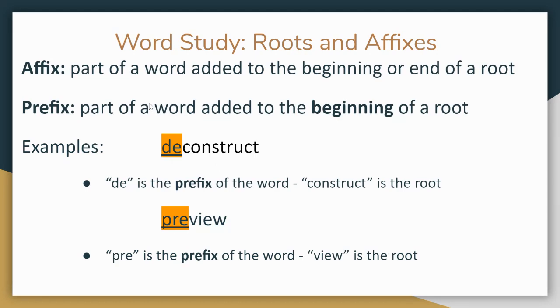When we add part of a word to the beginning or the end of a root, that is called an affix. And there's two types of affixes. We can add part of a word to the beginning or the end. When we add part of a word to the beginning, it is a prefix. It comes at the beginning of the root. In the word deconstruct, de is a prefix that was added to the root construct. In the word preview, pre is the prefix that was added to the root view.